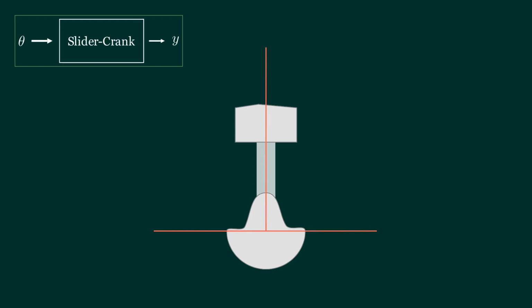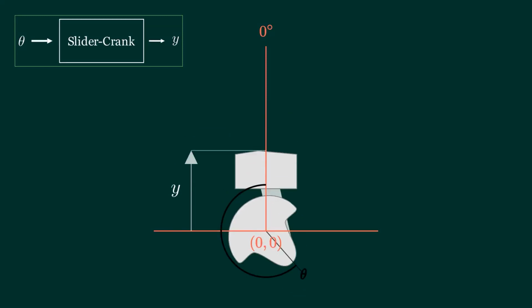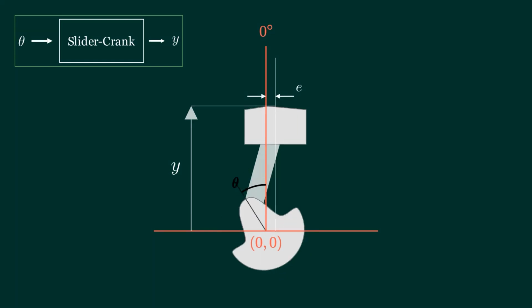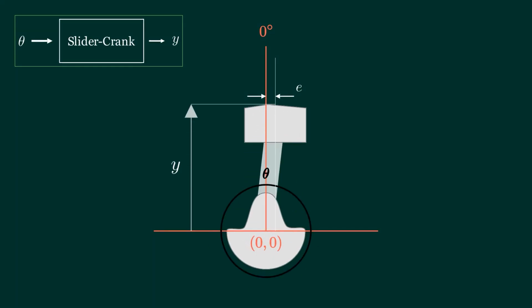First, we place the coordinate system. I choose the origin as the center of rotation of the crankshaft and the vertical axis as a starting angle. Define the y and theta. We will try to calculate the value of y for theta ranging from 0 to 2 pi. I want to add the offset value e found in many internal combustion engines to make the calculations more realistic.